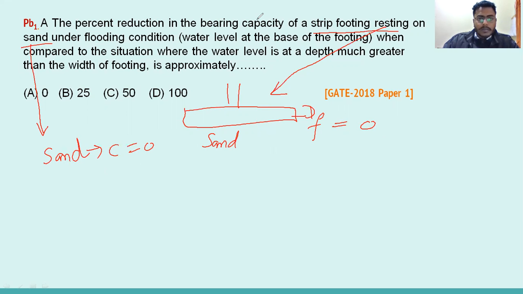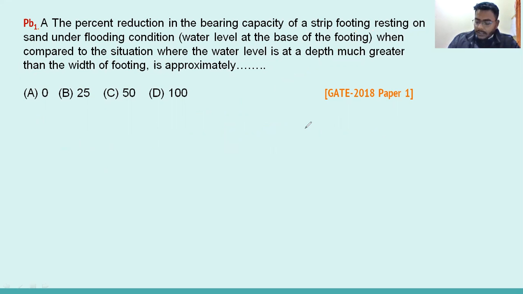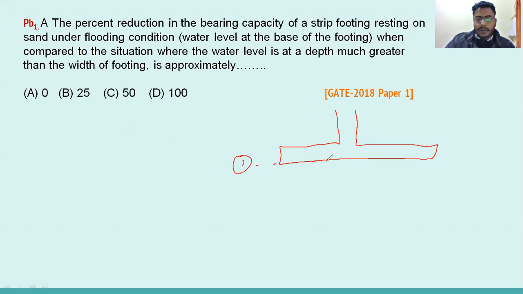Okay, now let's start. There are two conditions. Suppose this is the foundation we have. In the first case, the water level is at the base of the footing. This is the water level at the base of the footing.